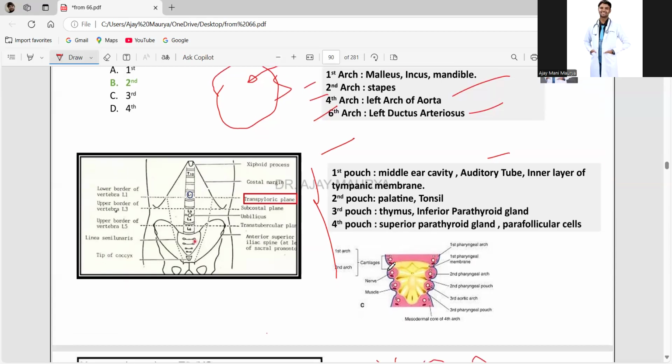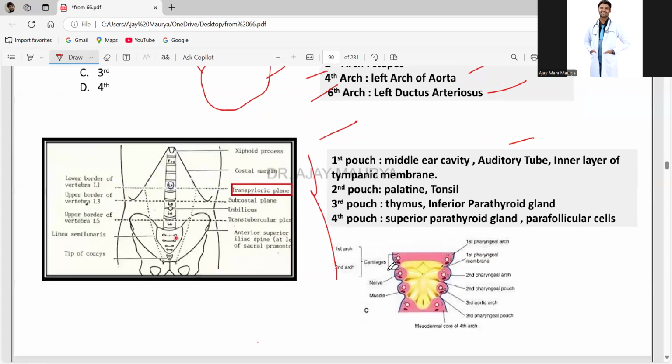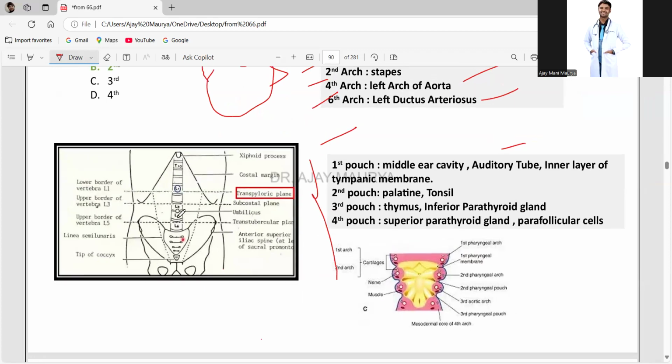Remember, guys, these are the borders, L1, L2 and so on. These are the abdominal planes. This one is the transpyloric plane, which arises from the lower border of L1. Next one is the subcostal plane, from the upper border of L3.